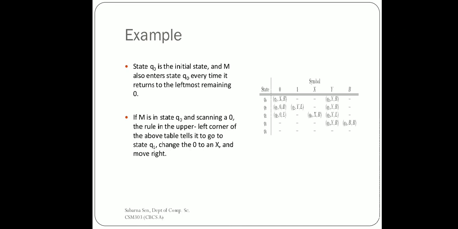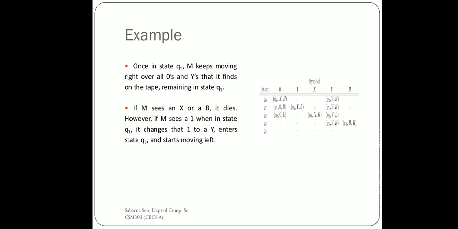Next, now it is in state q1. M keeps moving right over all zeros and y's. Now here you may find it quite interesting. It has not changed all the zeros to x, so why has it come to this new state? Because whenever a change is done, if we stay in the same state only, we will never finish, right? We have to do a transition.